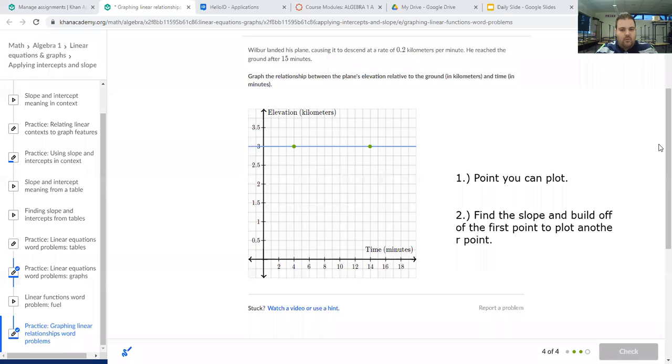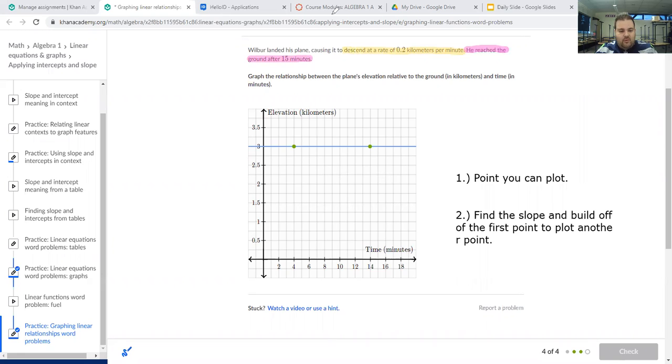Okay, so let's take a look at this. Let me highlight some things. This thing's in the way. All right, Wilbur landed his plane, causing it to descend at a rate of 0.2 kilometers per minute. He reached the ground after 15 minutes.